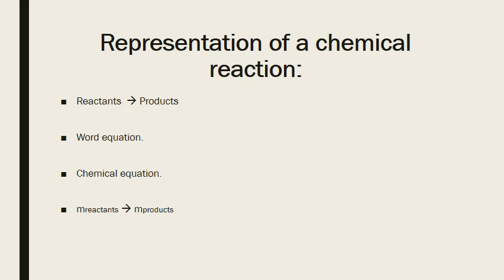Representation of a chemical reaction. So how do we represent a chemical reaction? First of all, we need to give an example of a chemical reaction. Let's say, for example, CH4, which you all know is methane, plus O2 gives us CO2 plus H2O. Now I know this is not balanced, and we're not going to go into balancing equations now. Okay, it's not needed for your syllabus.